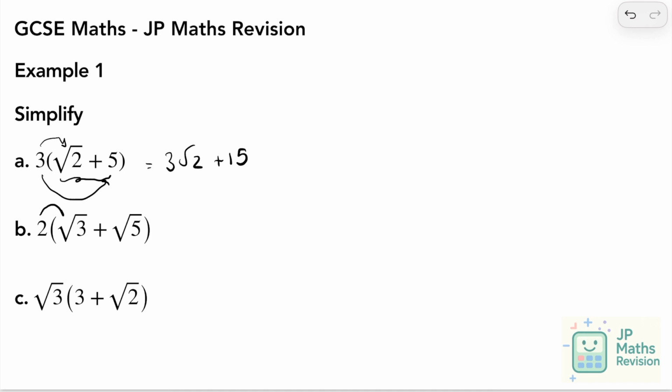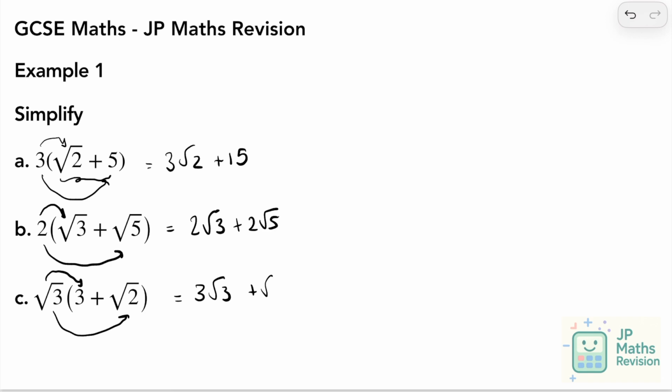This one here, we're going to do 2 times root 3 and 2 times root 5. So 2 times root 3, that's 2 root 3. And 2 times root 5 is 2 root 5. And that is the answer to that question. This last one, we're doing root 3 times 3. So root 3 times 3, that's going to be 3 root 3. And then root 3 times root 2, that's going to be root 6.